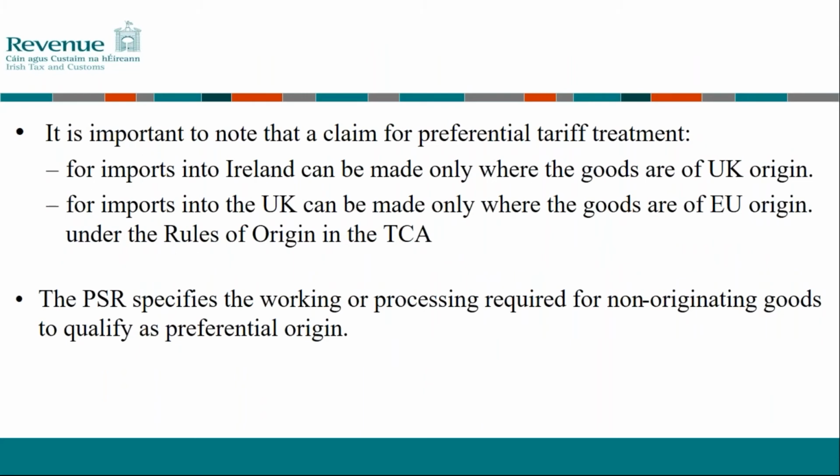And again, it's important to note that that claim for preferential treatment, so for imports into Ireland, that preferential claim can only be made where the goods are of UK origin. And then for imports to the UK, it must be of EU origin. So that's what applies under the Trade and Cooperation Agreement. And those product-specific rules specify the working or the processing required for non-originating goods to qualify under that preferential origin.